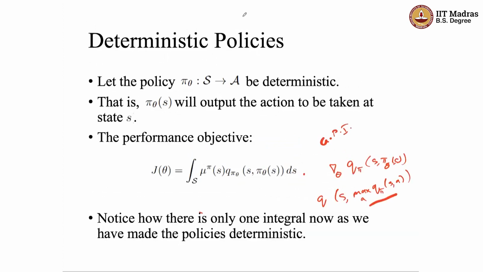So how would I have done this normally? Let's say I have a deterministic policy pi of s, and I would like to do policy iteration. What would I do with that? I'll first find my q, q of s comma pi of s.